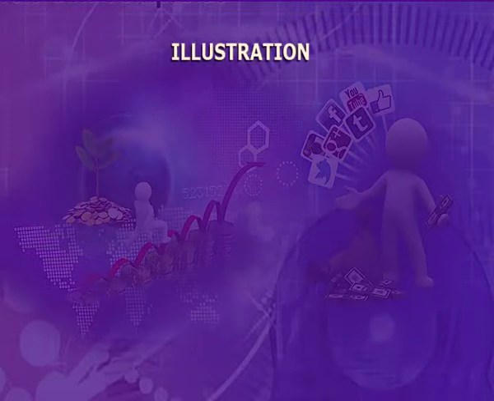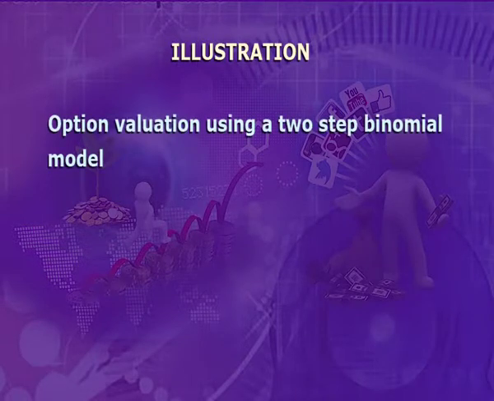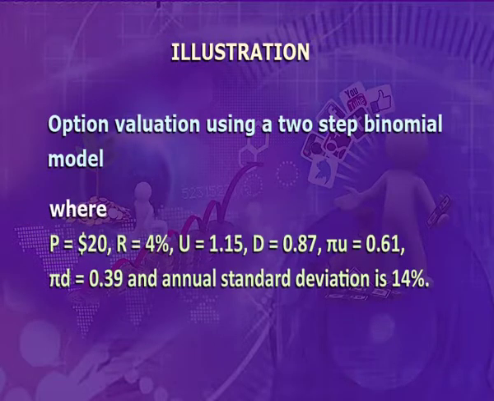Now friends, let us look at an illustration. Option valuation using a two-step binomial model where P is equal to $20, R is equal to 4%, U is equal to 1.15, D is equal to 0.87, phi U is equal to 0.61, phi D is equal to 0.39 and annual standard deviation is 14%.